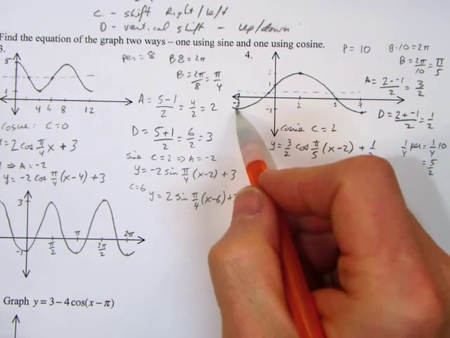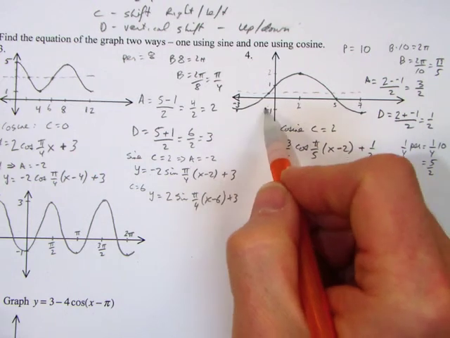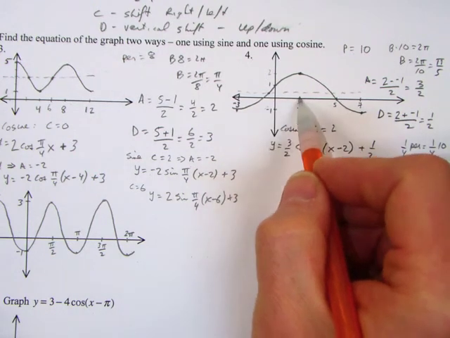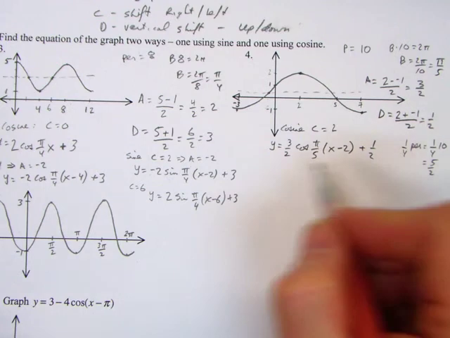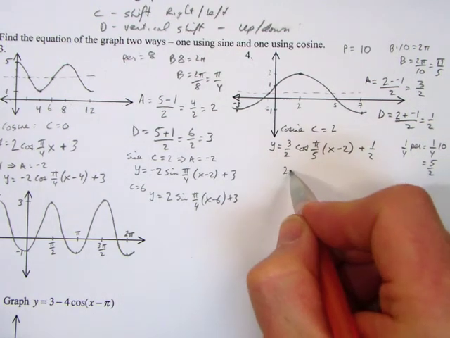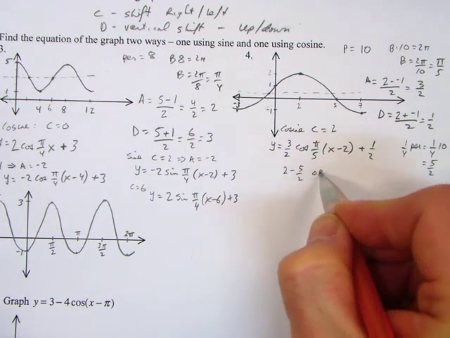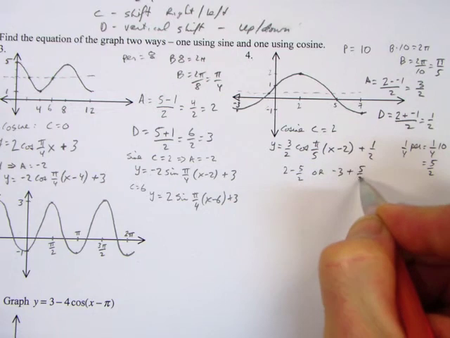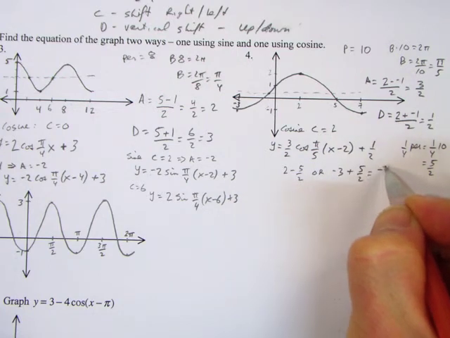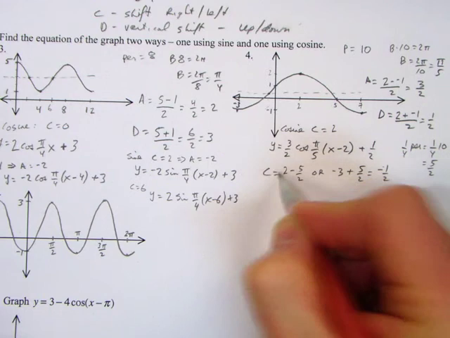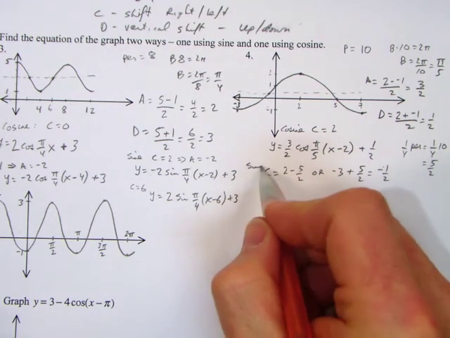So that means if I take -3 and I say plus 5/2, that'll give me here, or I can say 2 minus 5/2. Either way, if I say 2 minus 5/2, or I could say -3 plus 5/2, either way you get -1/2. And that's what C is for sine.